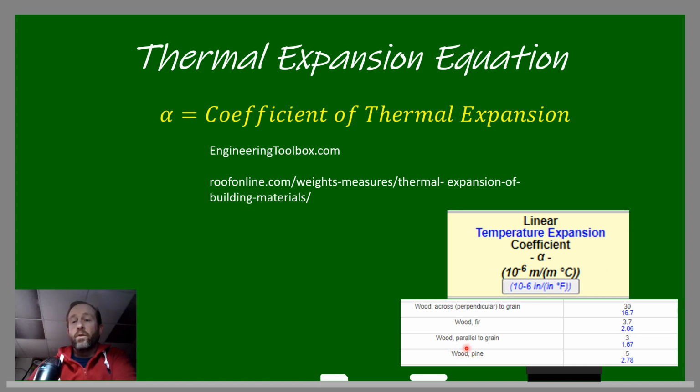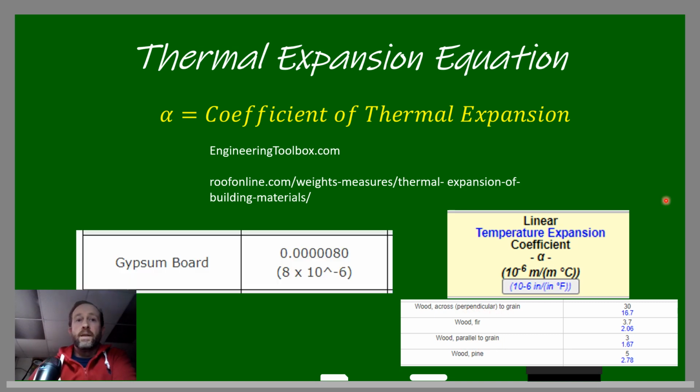Parallel would be, think about going along the grain. Perpendicular is across the grain. Gypsum board is just the name for drywall. It's a type of compound that drywall is made of, gypsum. And here's the value for that.